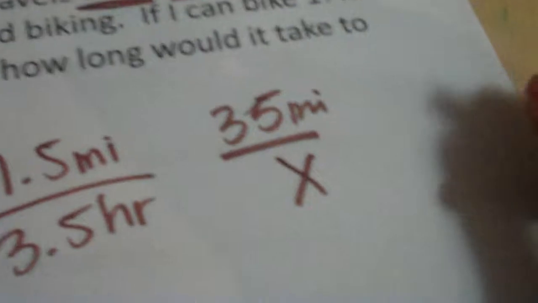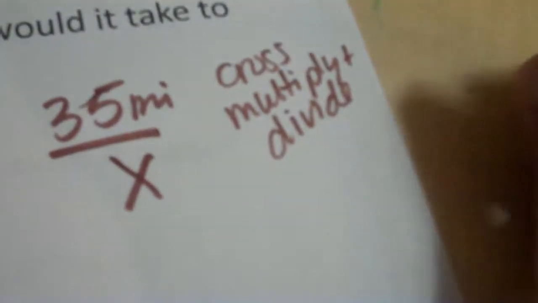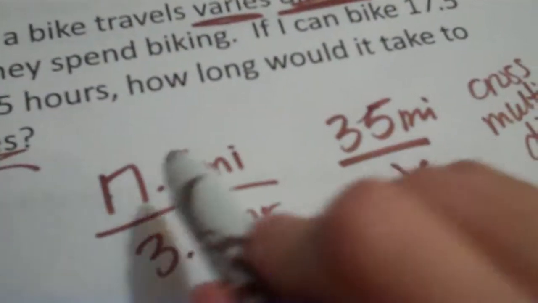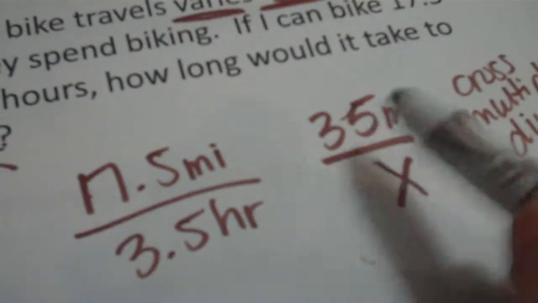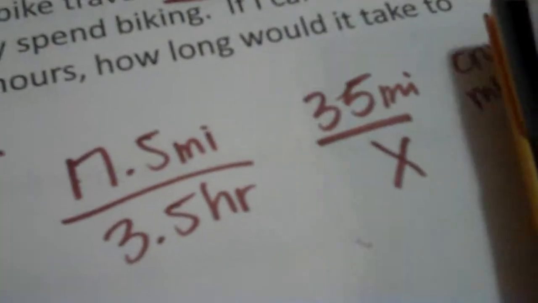Okay? And to solve this, if you remember from middle school, is cross multiply and divide. Okay? If you remember. So I can't multiply these two because they're not numbers, but I can multiply these two because they're numbers. So I'm going to multiply this and then divide by 17.5. So 3.5 times 35 is 122.5. And then you divide it by the other number, which is 17.5.